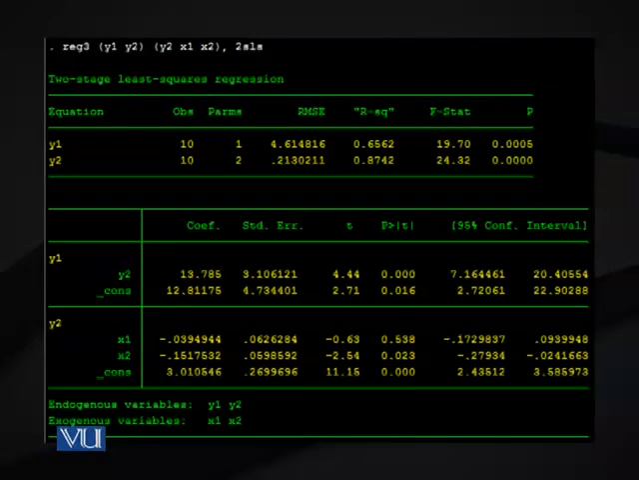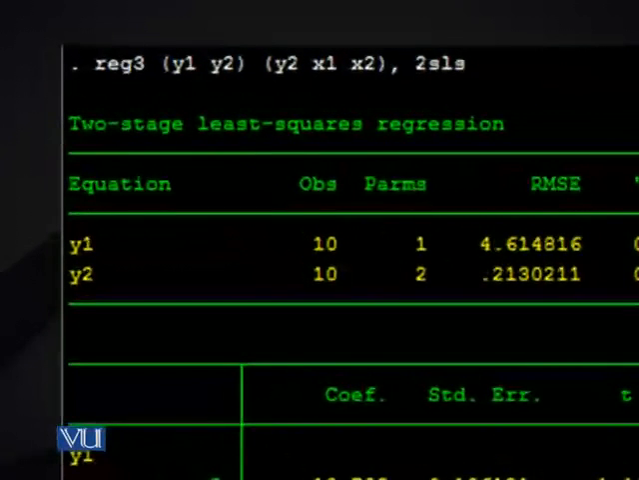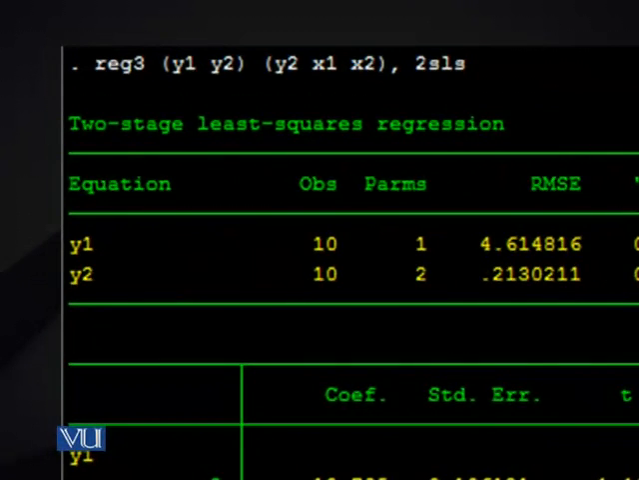So let's understand the result. First of all, look at the top command, reg3 (y1 y2) (y2 x1 x2), both in parentheses, comma 2SLS. Whenever you run a command, even if you have used the graphic interface, you will get this command. If you have typed it in, you will get it too. Then you have two-stage least squares regression. If you have specified the option 2SLS after the comma, then you will get two-stage least squares regression. If you don't specify it, you will get three-stage least squares regression.